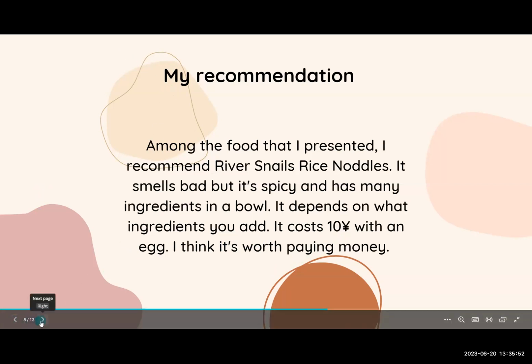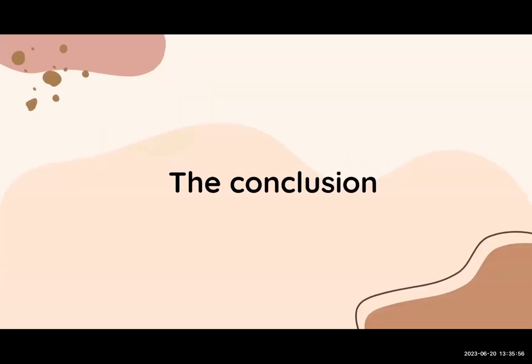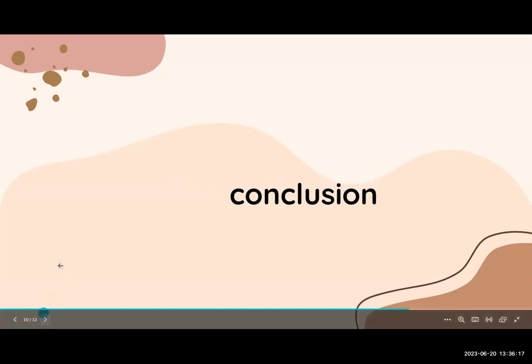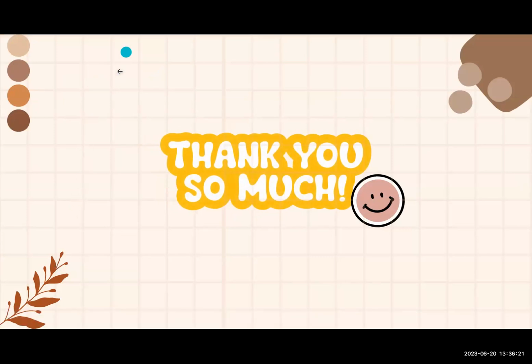And the conclusion: many kinds of food are still left to show you, but I presented the food which I like and wanted to try the most. If I had the chance to travel to China, I would look for river snail rice noodle right away because its taste is good but the smell is bad. I want to try it most, and this is the end of my presentation. Thank you for your attention, and I hope you enjoyed it.